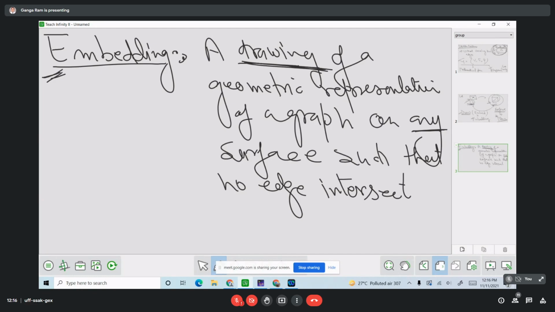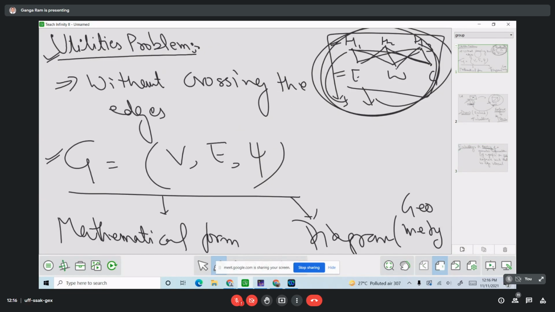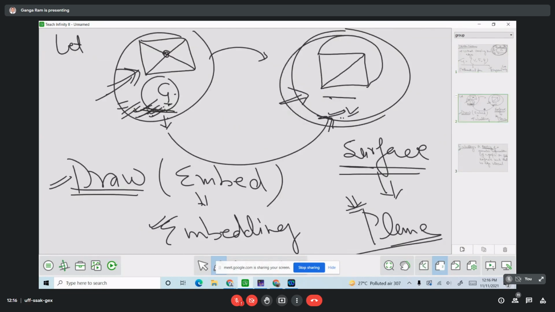Okay, and not every graph, a graph may have some geometrical representation. For example, in this graph, this is another geometrical representation of this graph. Okay, if there exists one geometrical representation of a graph without crossing the edge on the surface, that drawing is called the embedding. Clear?